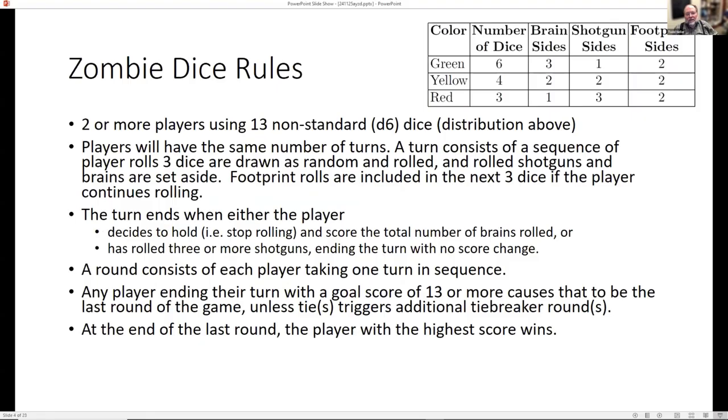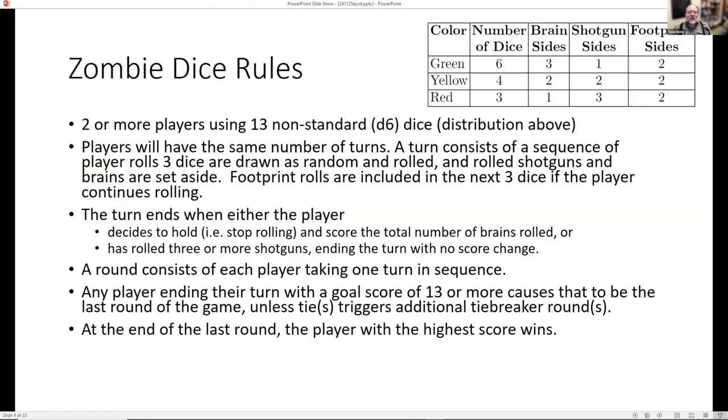Zombie Dice is played with a dice cup and 13 non-standard 6-sided dice. These dice have 3 icons on them. There's the brain, which is good for zombies. There's the shotgun blast, which is bad for zombies. And then there are footprint icons, which are deferred results to future rolls if a person opts.